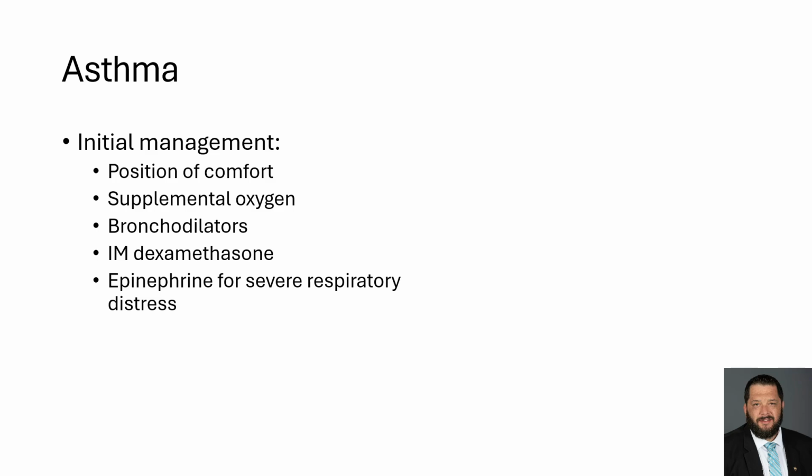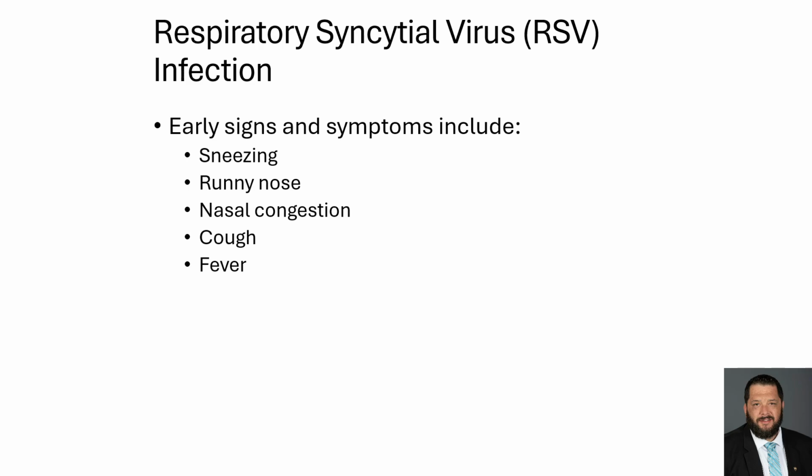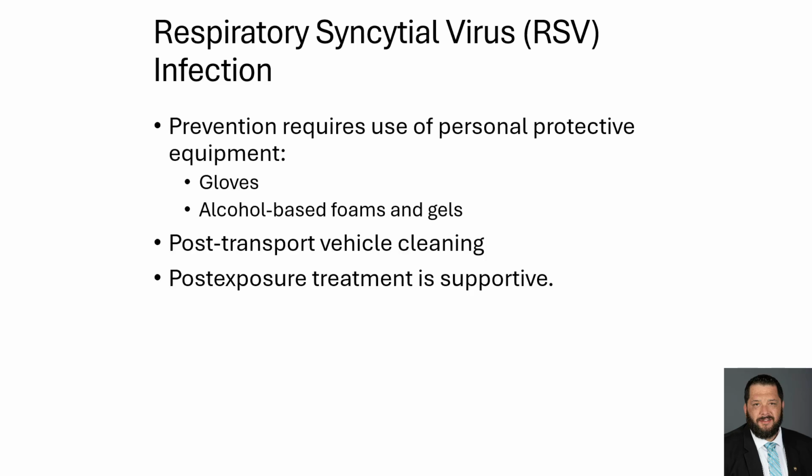And then progressive asthma response or asthma treatment may require things like epinephrine or even racemic epinephrine based on certification level. RSV is respiratory syncytial virus. It's a common and contagious virus and presents as bronchiolitis and pneumonia in children. It's droplet transmitted, and indirect contact with contaminated hands or items can also transmit the virus. Early stages are a basic sort of rhinitis or sinusitis presentation: sneezing, runny nose, nasal congestion, cough, and then maybe a fever.